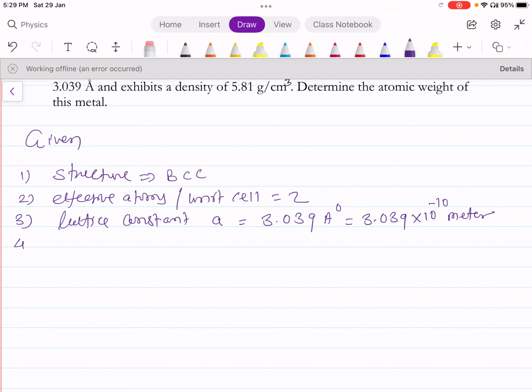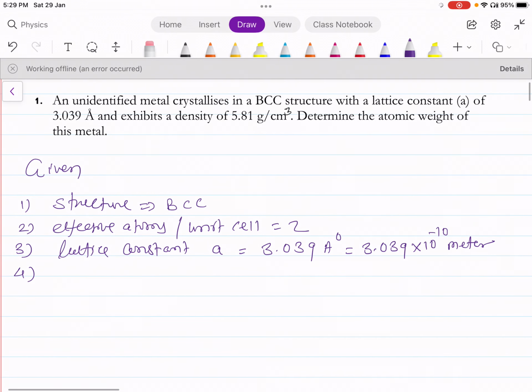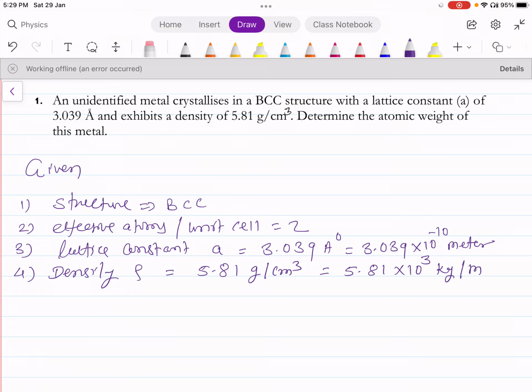Then the fourth quantity given is density. Density rho is 5.81 gram per centimeter cube. This is in the CGS system. Let's convert that to the MKS system: 5.81 into 10 to the power 3 kg per meter cube.